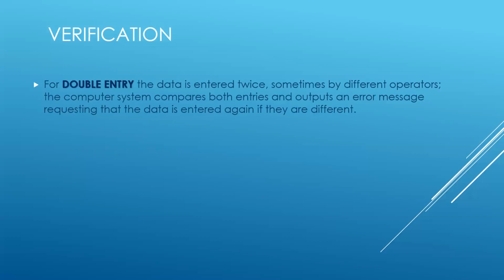First one is double entry. As the name implies, double entry means the data is entered twice. And sometimes it is done by different operators, just to ensure that both of the times the data has been entered is correct or not. In case I entered the first data correctly and the second data was not entered correctly, then a message will pop up indicating that the two sets are not equal.